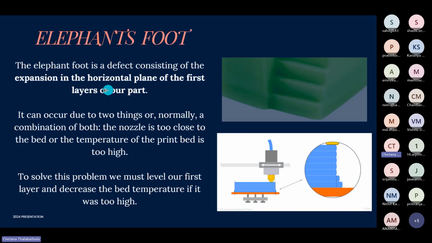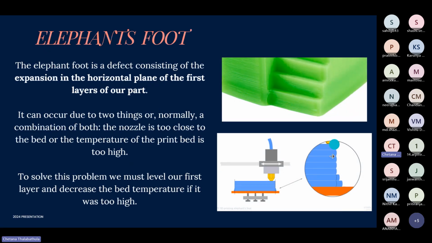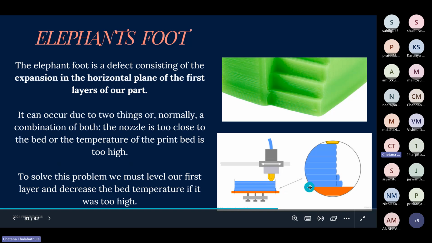Next, elephant foot. Here you can see it generally occurs in the horizontal axis. You can see here the first layer in the second picture. You can see it is having uneven arrangement, uneven printed bit. This happens due to not leveling the print bed. That's why leveling is very important.